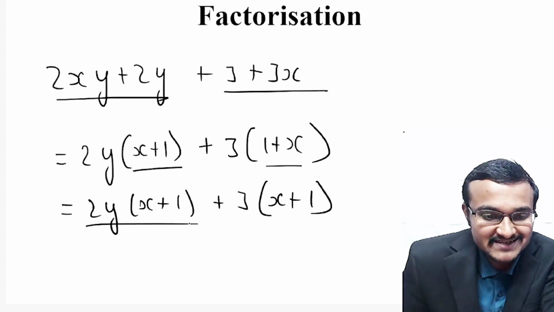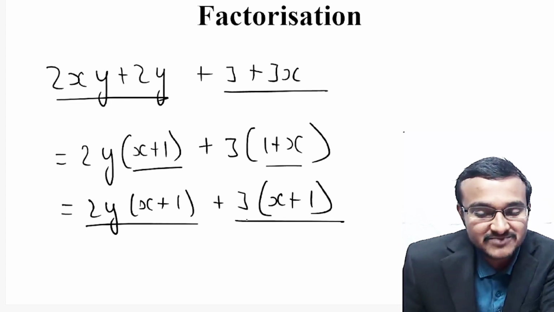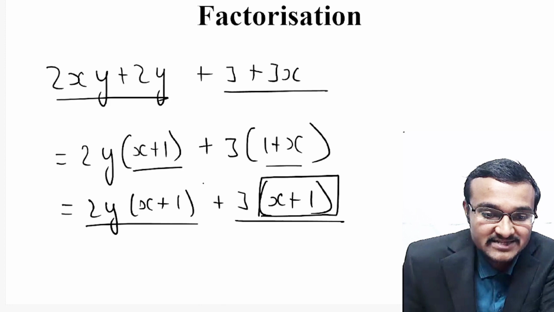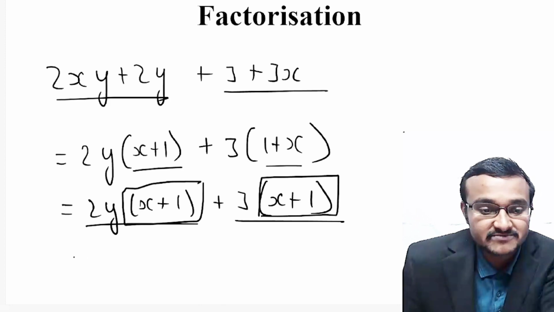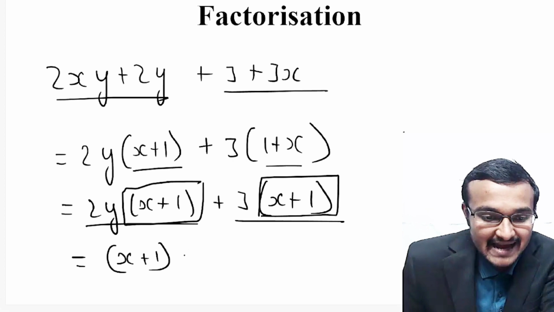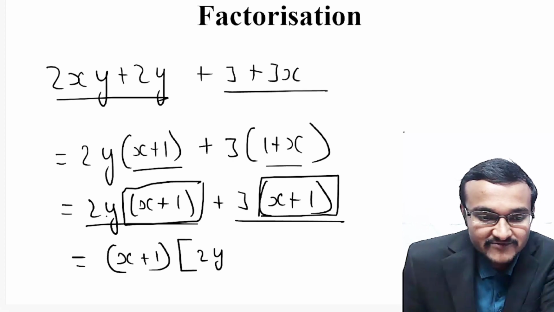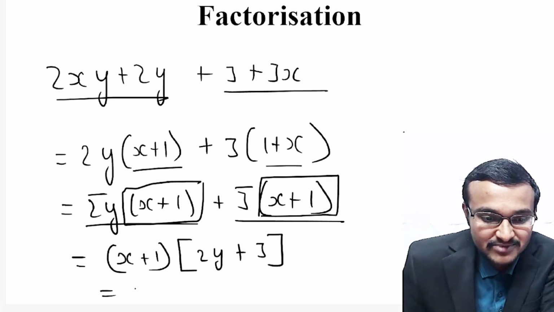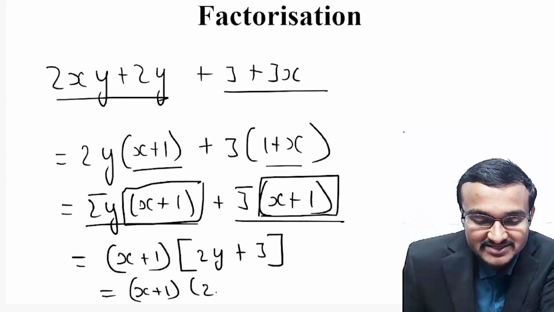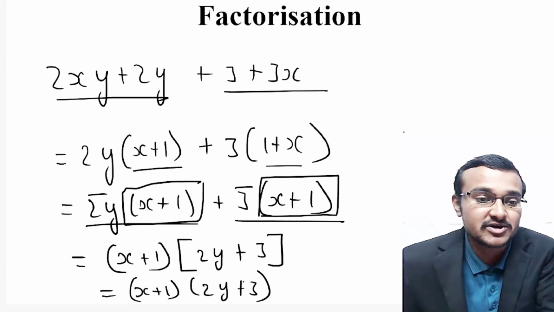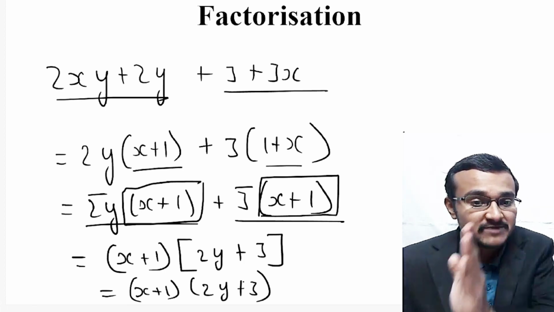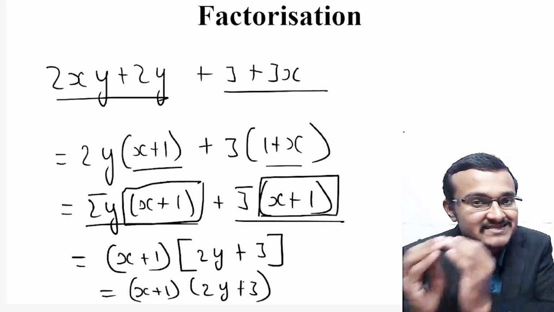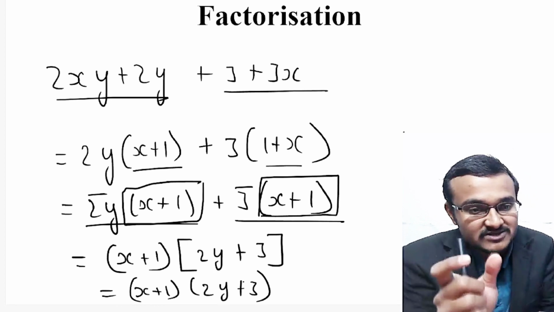So now you can see there are two terms here. One is 2y into x plus 1 and the other is 3 into x plus 1. Here x plus 1 is common in both the terms. Take that x plus 1 common and inside the bracket 2y will be remaining and 3 will be remaining. So 2y plus 3. So x plus 1 into 2y plus 3 are the factors for this algebraic expression, 2xy plus 2y plus 3 plus 3x. So x plus 1 is one factor, 2y plus 3 is another factor. So these two are the factors of this example.